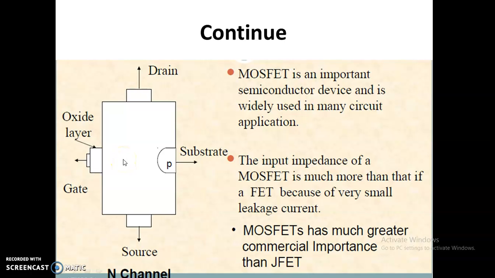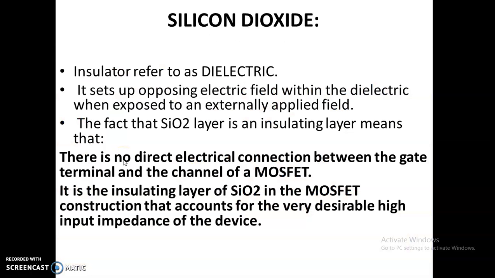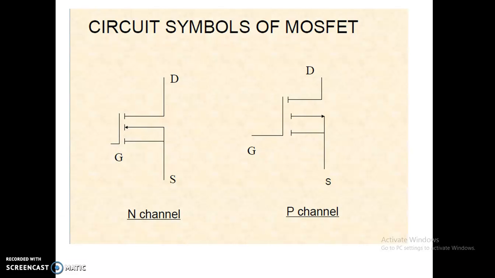That you will learn in detail through the construction. The insulating layer of SiO2 in the MOSFET construction accounts for the very desirable high input impedance of the device. These are the N channel and P channel MOSFET. You can see the symbol of both the channels.